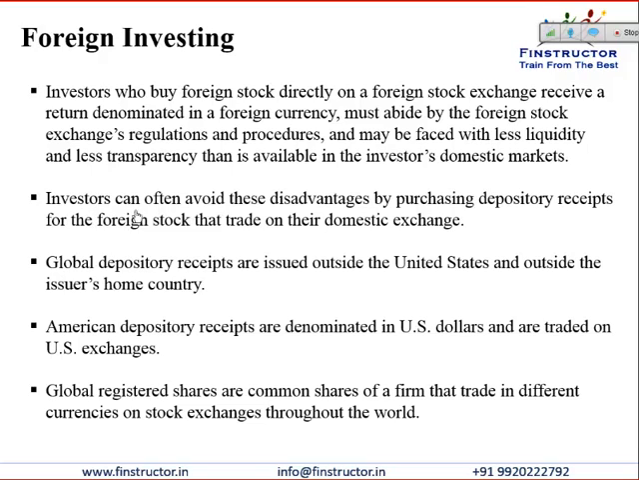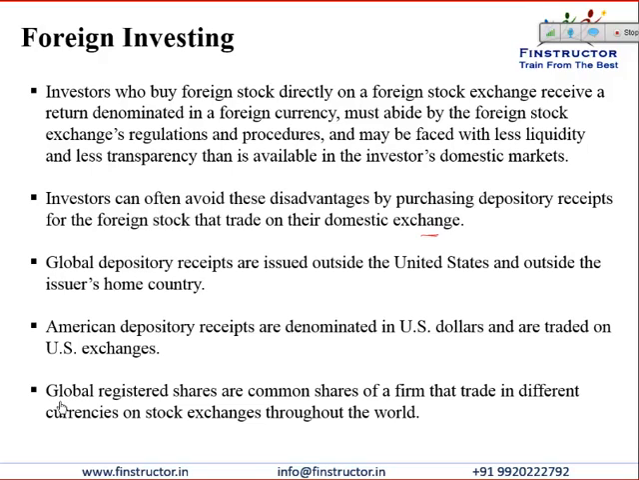So to avoid these disadvantages, investors would prefer purchasing depository receipts of the foreign stock that trade on their domestic exchange. GDRs, or Global Depository Receipts, are issued outside the United States and outside the issuer's home country. American Depository Receipts are denominated in US dollars and are traded on US exchanges. So they are just a special name for US listed securities of foreign companies.